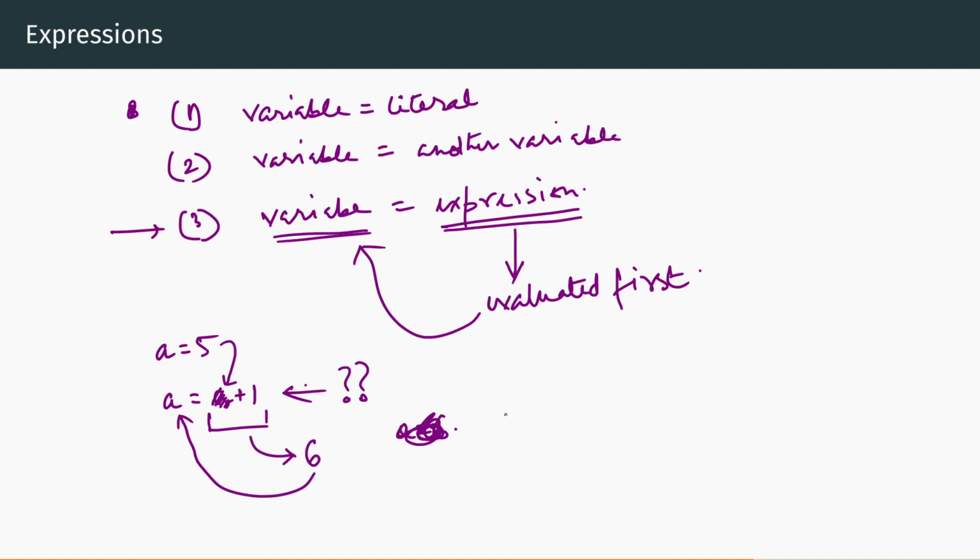If you think of a variable as a box called a, initially it had 5. Now you added 1 to it, and now it is 6.